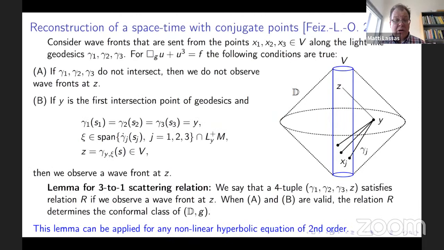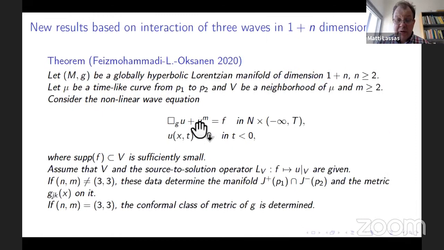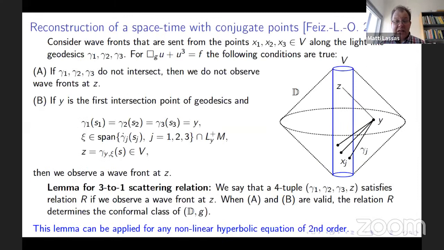So for the proof of this result by Faiz Mohammadi and Oksanen, you consider a general Lorentzian space. And this slide is a little bit technical. I want to speak about very simple things next, but now this slide is a little bit technical. This is a general tool to consider nonlinear hyperbolic equations. Namely, we consider this model equation with third order nonlinearity, and we are in this observation set V, where we have points x_j, and we send wavefronts that propagate along light-like geodesics in spacetime.